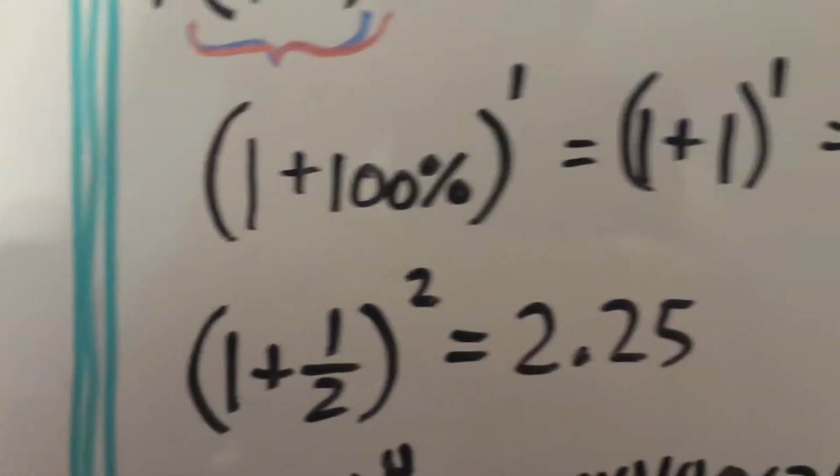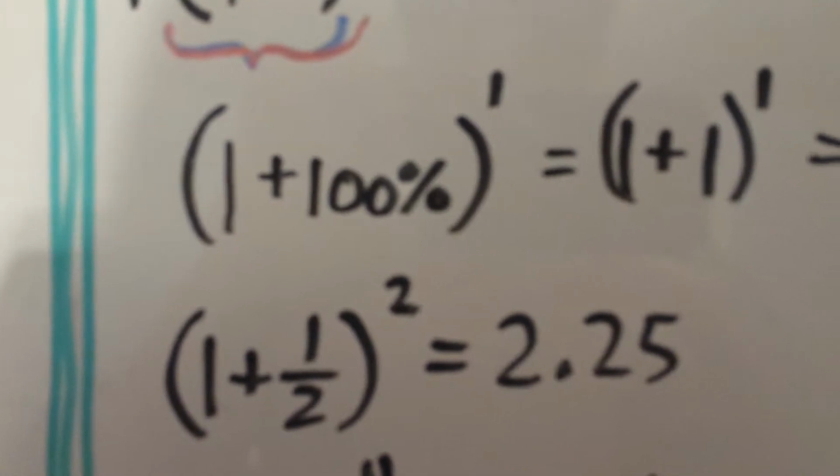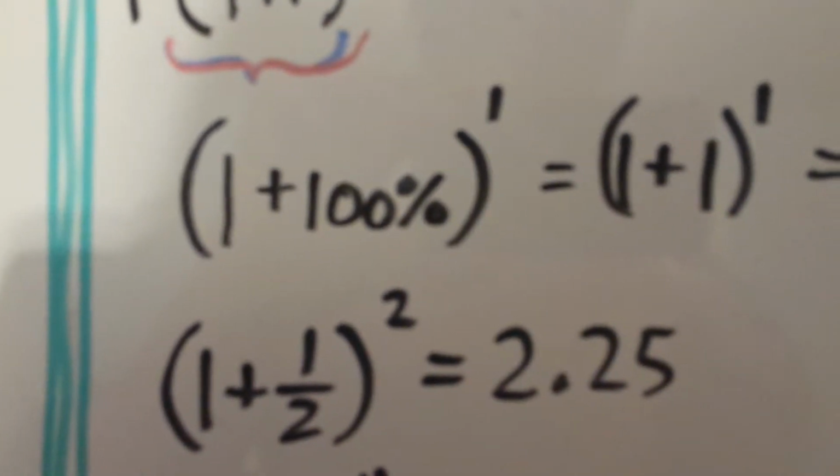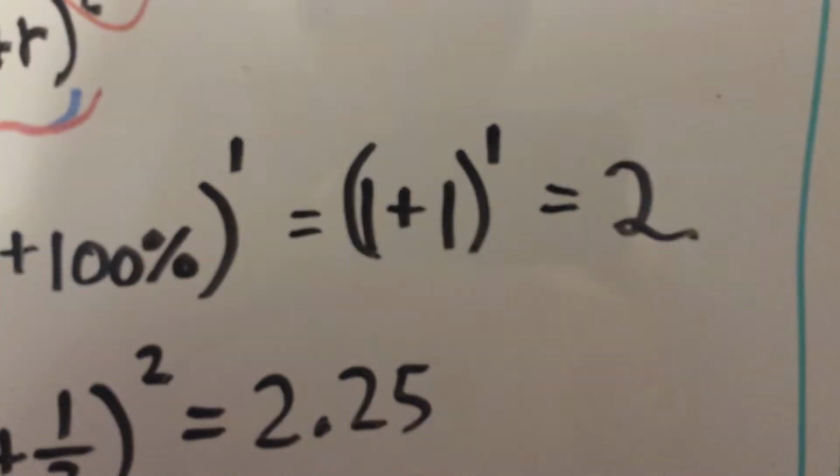And is that a better deal? Well, yeah, it is. You don't get 2 times whatever. You get 2 times 0.25. That's larger than 2.